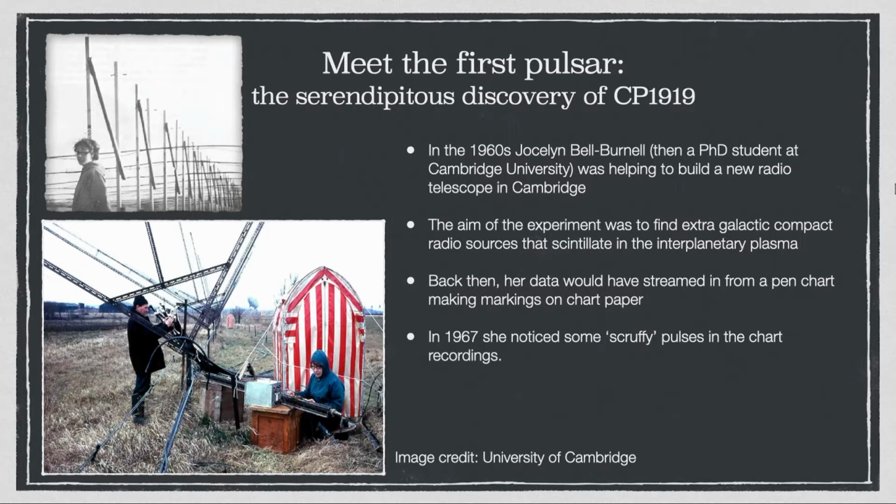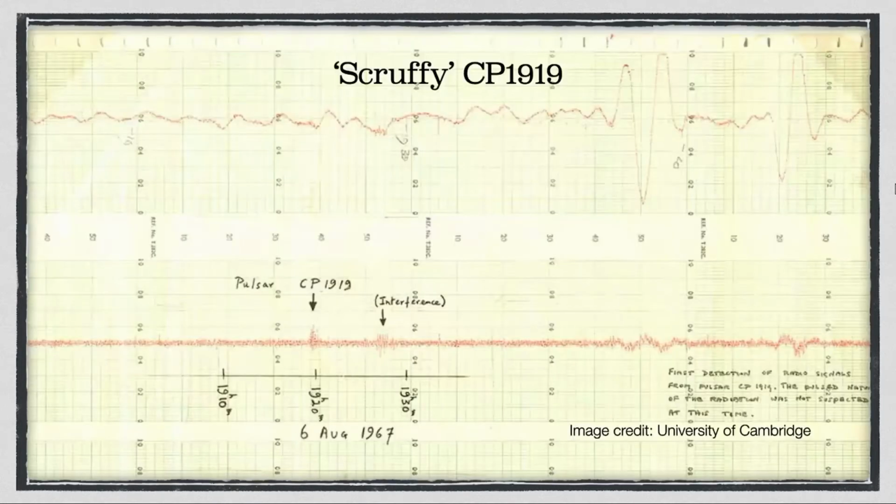And she started seeing them more than once. So here, this is her original pen chart recording. And you can see, if I can bring up my cursor here, she's labeled something here as CP1919. This was after they had done some more investigations and figured out a bit more what was going on. But initially, this was just a question mark signal. And what she's marked next to it is interference.